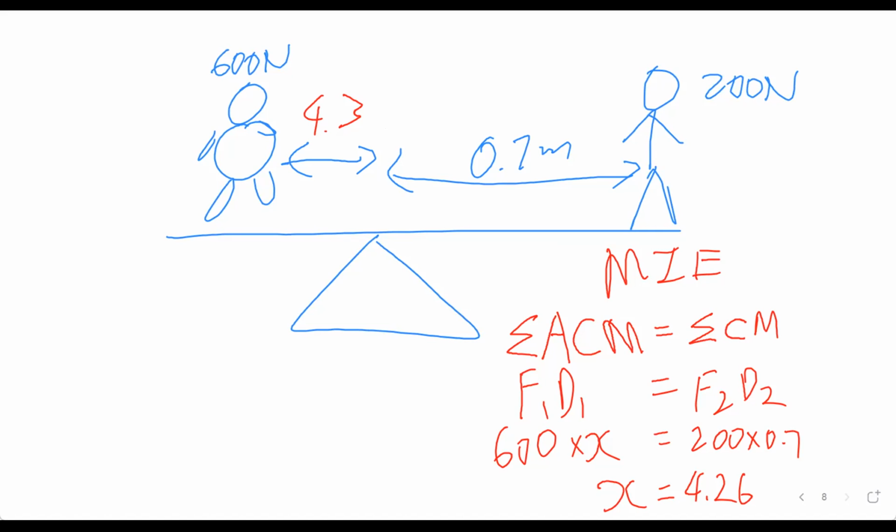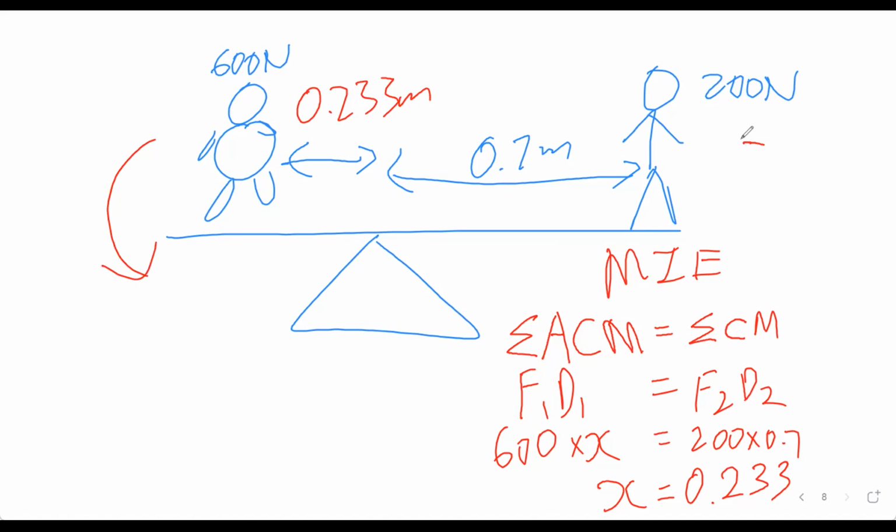600 divided by 140, is it? Hello, it's 140 divided by 600, which is going to be how much? 0.233. If this guy is standing 0.233 meters away, then this anti-clockwise movement will be equal to your clockwise movement, and then this will be in equilibrium. You get what I mean?